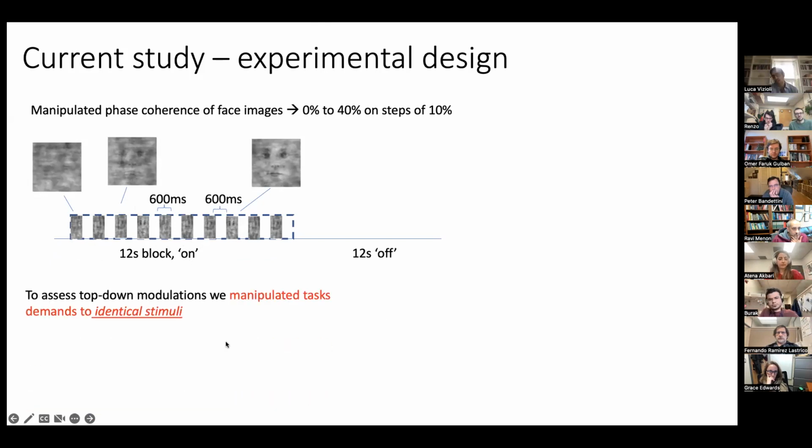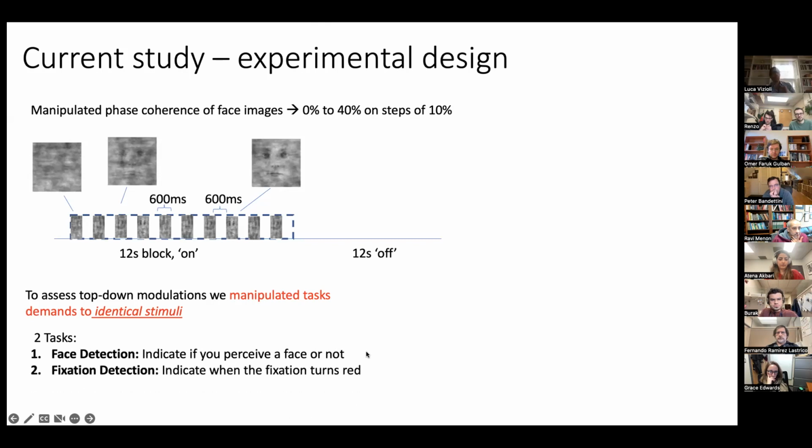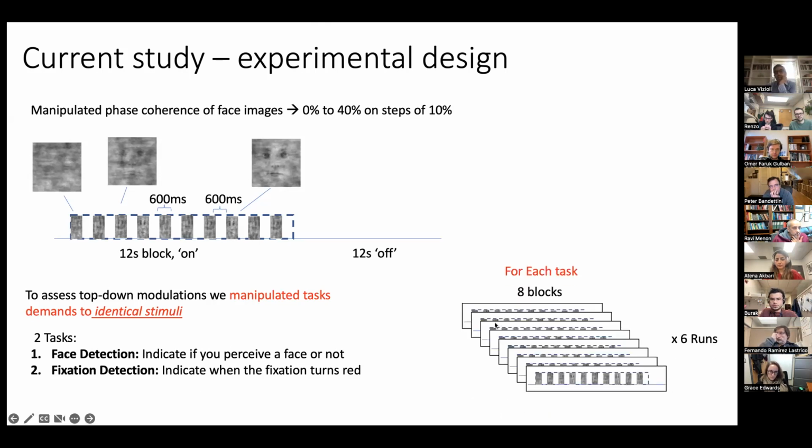And they were instructed to perform one of two tasks. Either a face detection task, indicating whether they perceived a face or not, or a fixation detection task, indicating when the fixation turned red. So for each task, we acquired 6 runs, and each run had 8 single blocks, leading to 48 single blocks per subject per task.